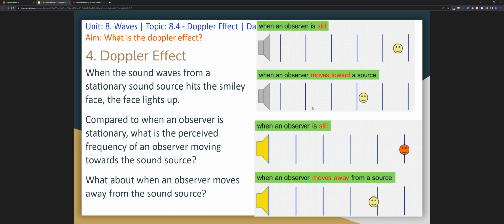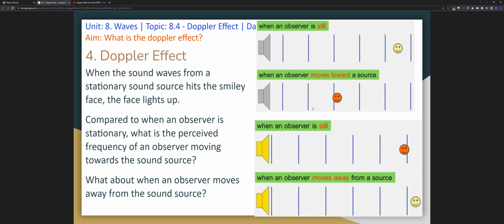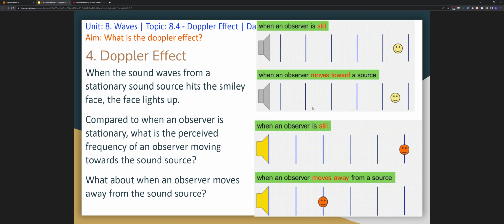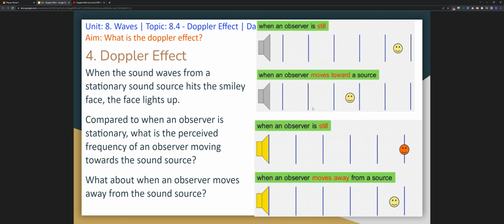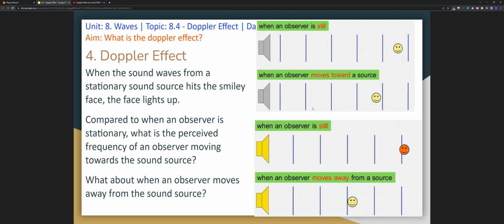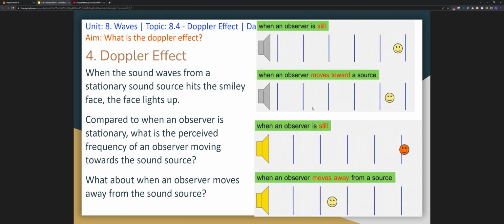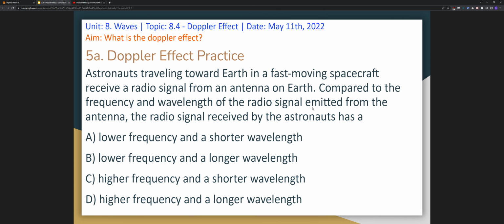You'll notice as the observer moves towards the source, as located in the top GIF, it lights up more, which means he's hitting more sound waves per second. And if you're experiencing more sound waves in a given amount of time, you have a higher frequency. And therefore, here you hear a higher pitch. Vice versa, if your observer is moving away, you hear fewer sound waves per second and you have a lower frequency.